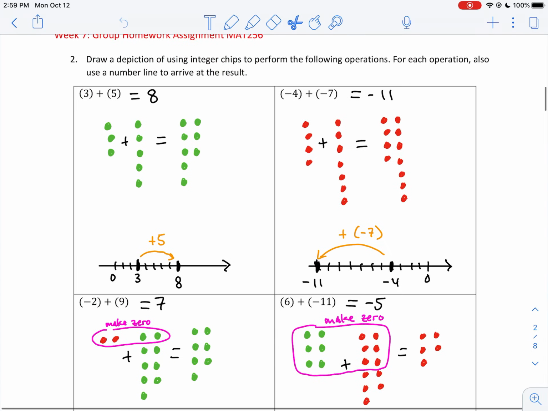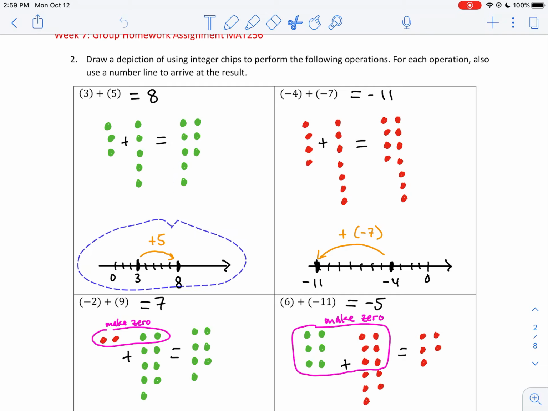Let's go to the next one, question 2. We're adding 3 and 5 using integer chips. I'm using green dots for pluses and red dots for minuses. Here's the 3, and combine that with 5, and that just makes a total of 8. Pretty easy to model. If you're doing the number line approach, then you start at 3, and then you add 5, so you go 5 to the right, and that takes you to 8.